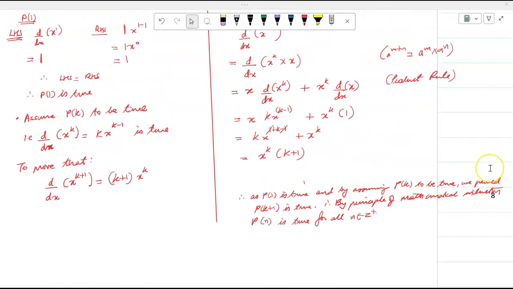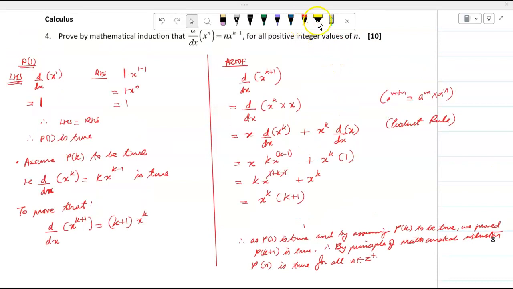We also got this one. We got the same thing, but this is what you have to prove. We got this here. Isn't it the same thing that we have to prove?